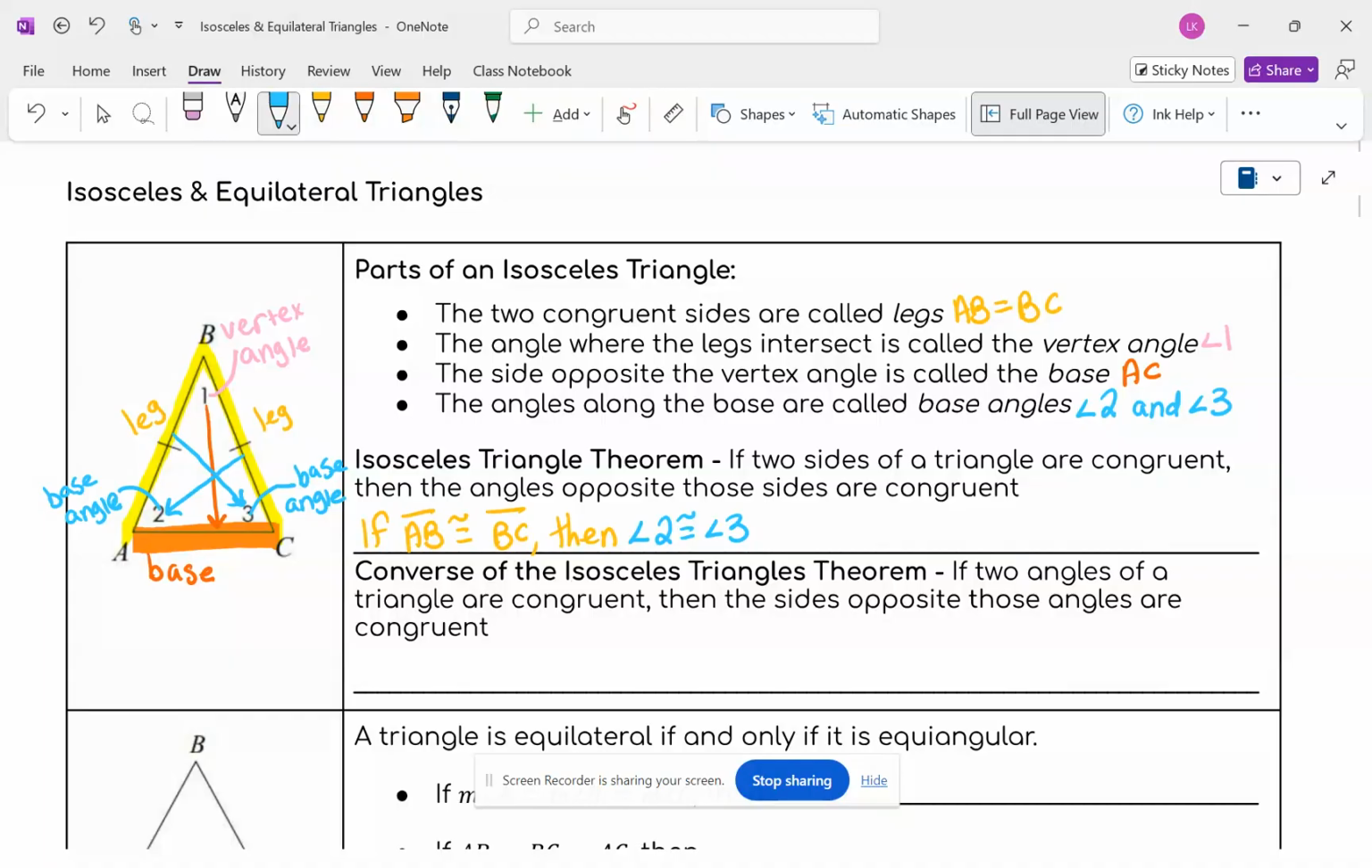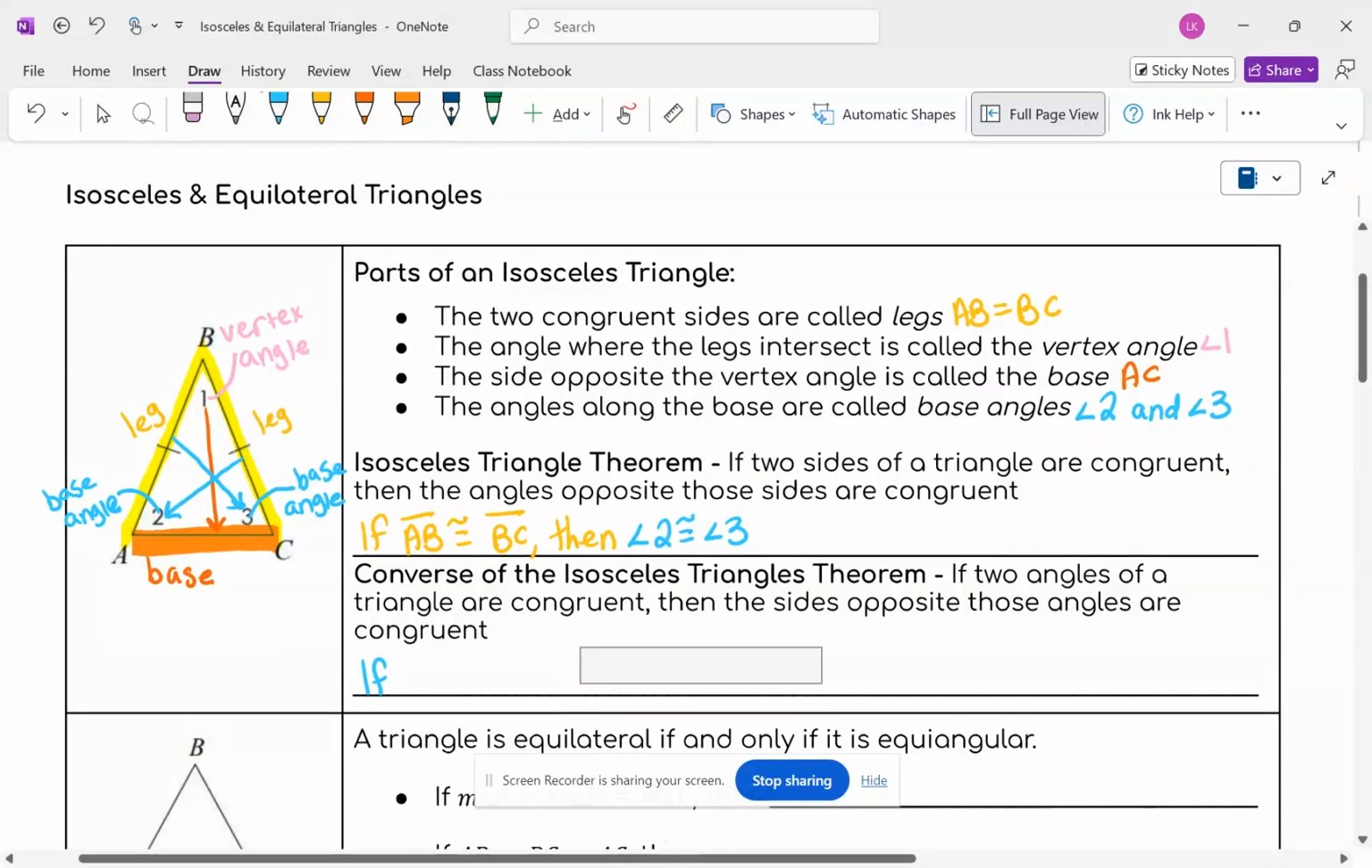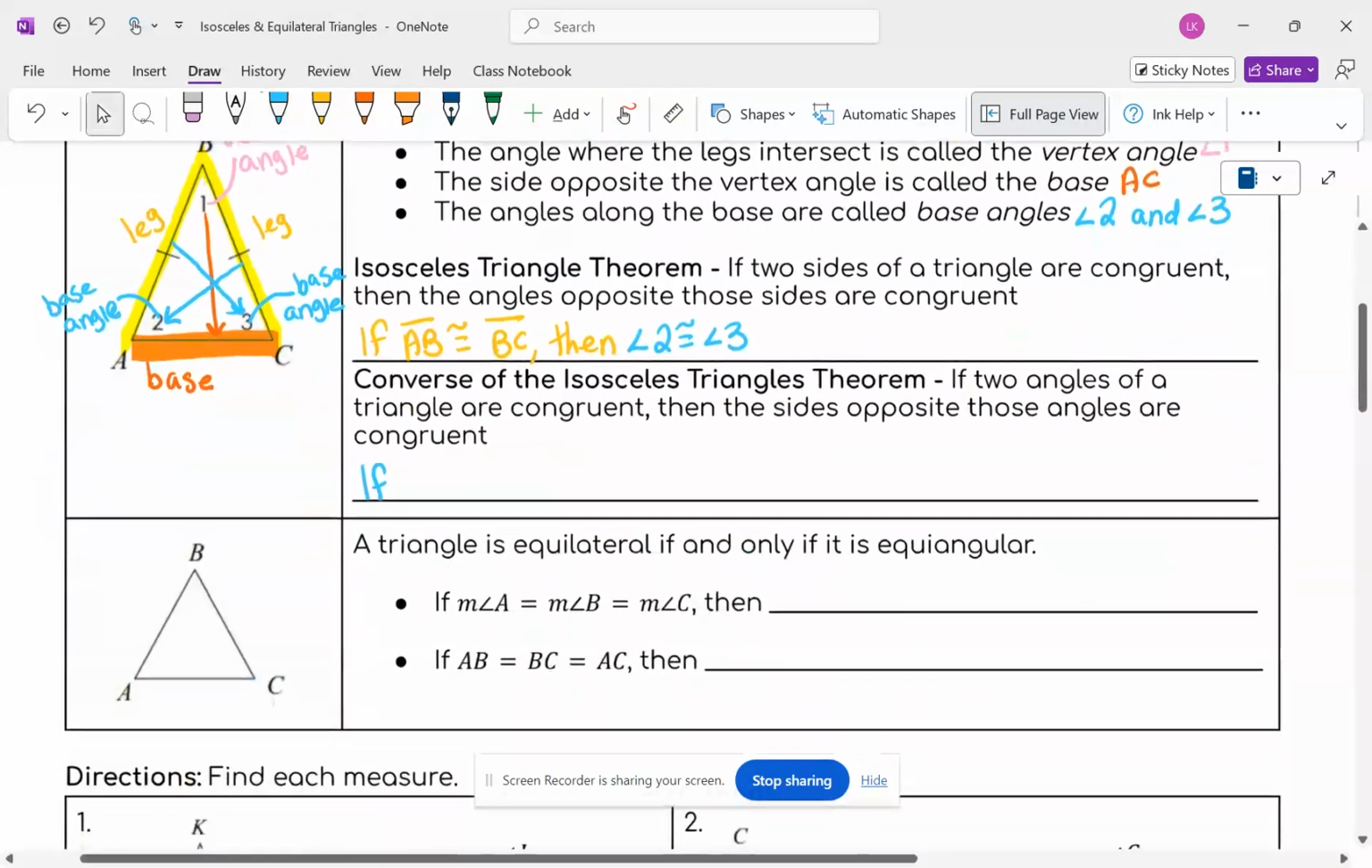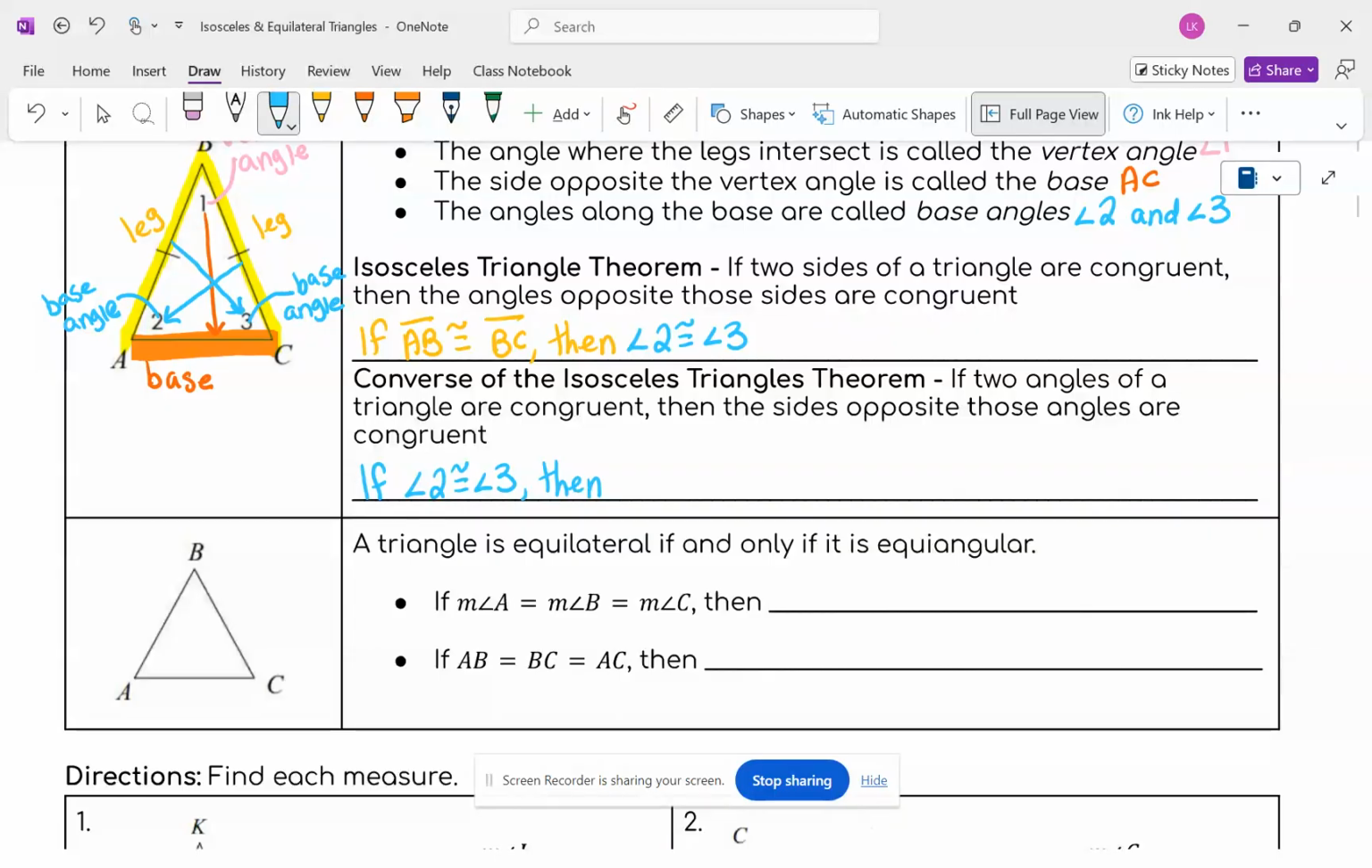The converse of this is also true. And the converse means the flip. So if I flip this around and say if two angles of a triangle, so if angle 2 is congruent to angle 3, then the sides opposite those angles are congruent. Then AB is congruent to BC. This is important. So you may be told, hey, here are two congruent angles, and then you'll have to figure out where the two congruent sides are and go from there.